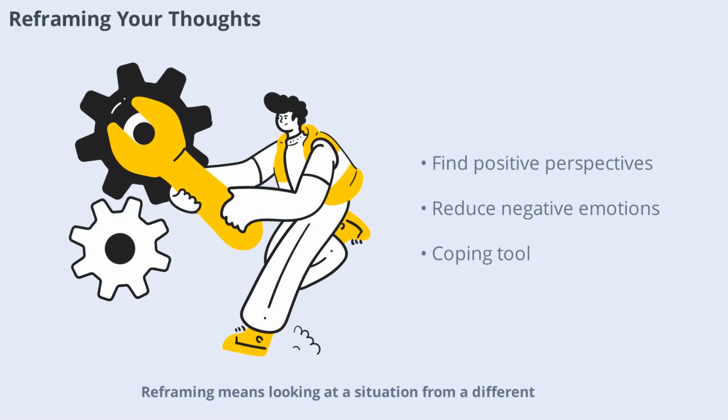Reframing means looking at a situation from a different, more positive perspective. Instead of thinking, I failed, you might say, I learned something valuable. This shift in thinking can reduce negative emotions and help you cope better with challenges. Practice reframing by finding at least one positive or neutral way to view difficult situations.